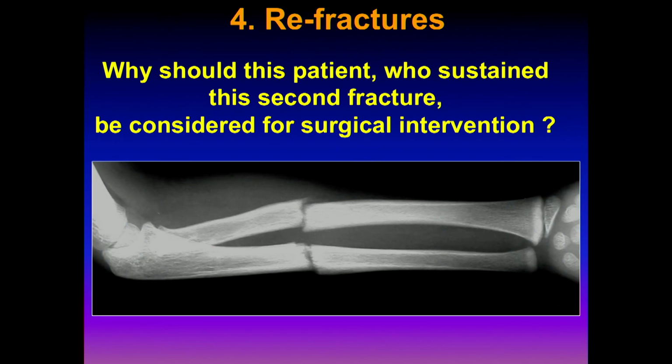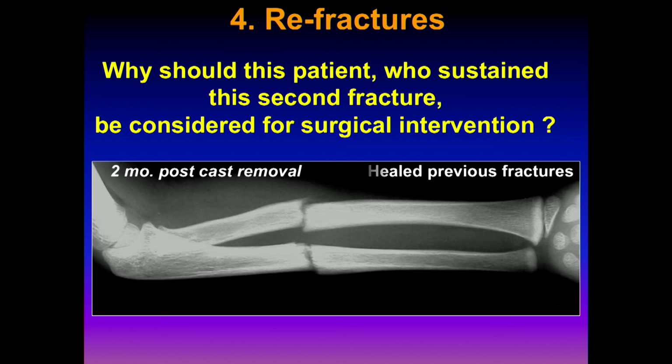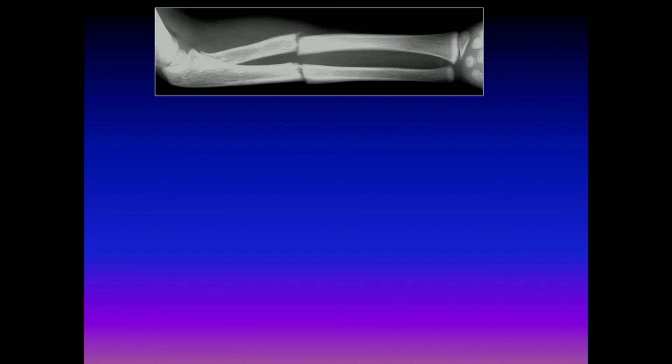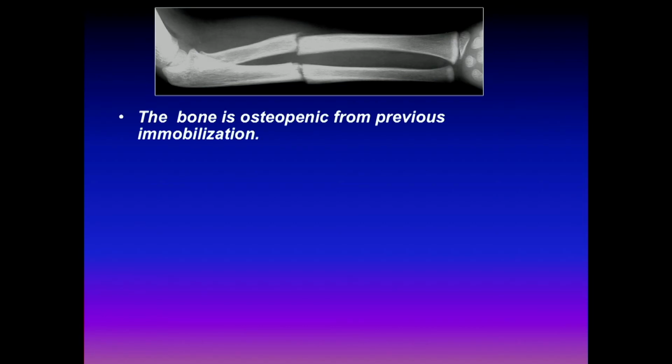Now, here's a refracture, a patient who sustained a second fracture. Should this be considered for surgical intervention? Well, he's 2 months post-cast removal, and he had healed his previous fractures, but he refractured. And usually the problem here, he's been in a cast for how long? 8 weeks, 4 weeks long arm, 4 weeks short arm cast.